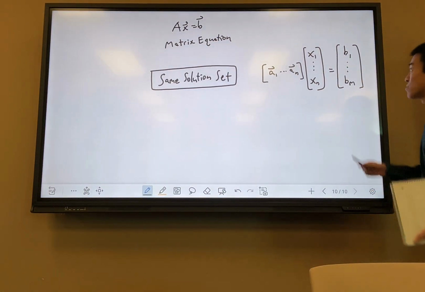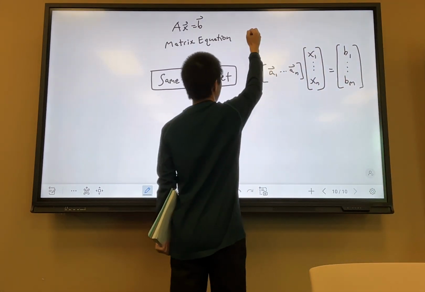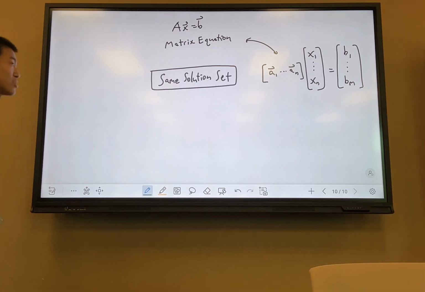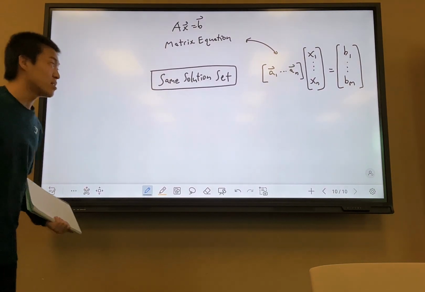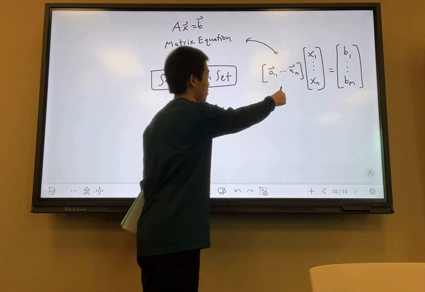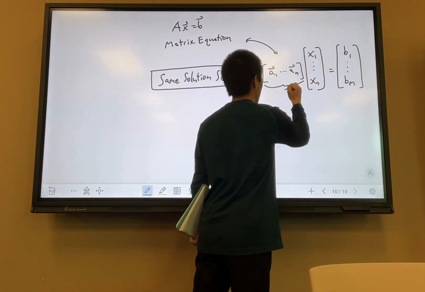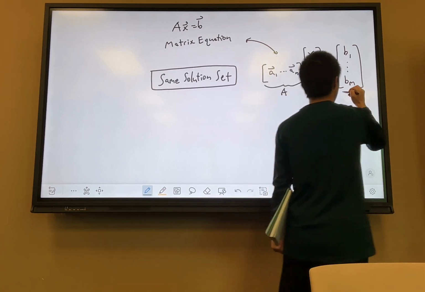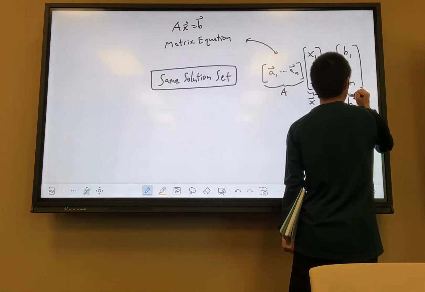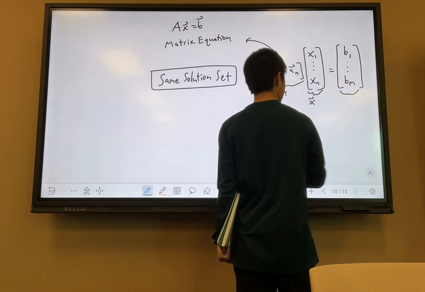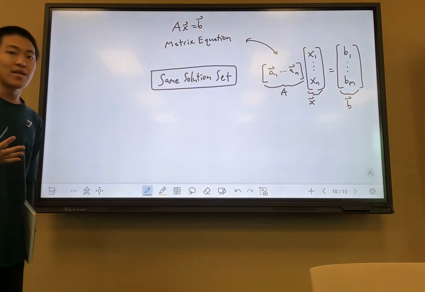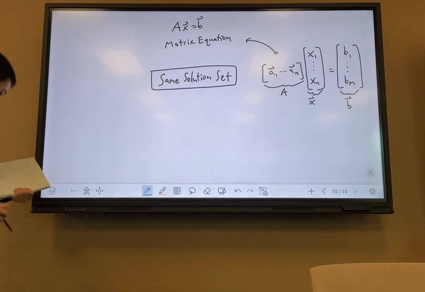So this is just an expanded view of the matrix equation. The matrix equations have the same solution set. Do they look a little different? Yes, but this is really just A, this is x, and this is b. Nothing really new other than how we notate it mathematically.